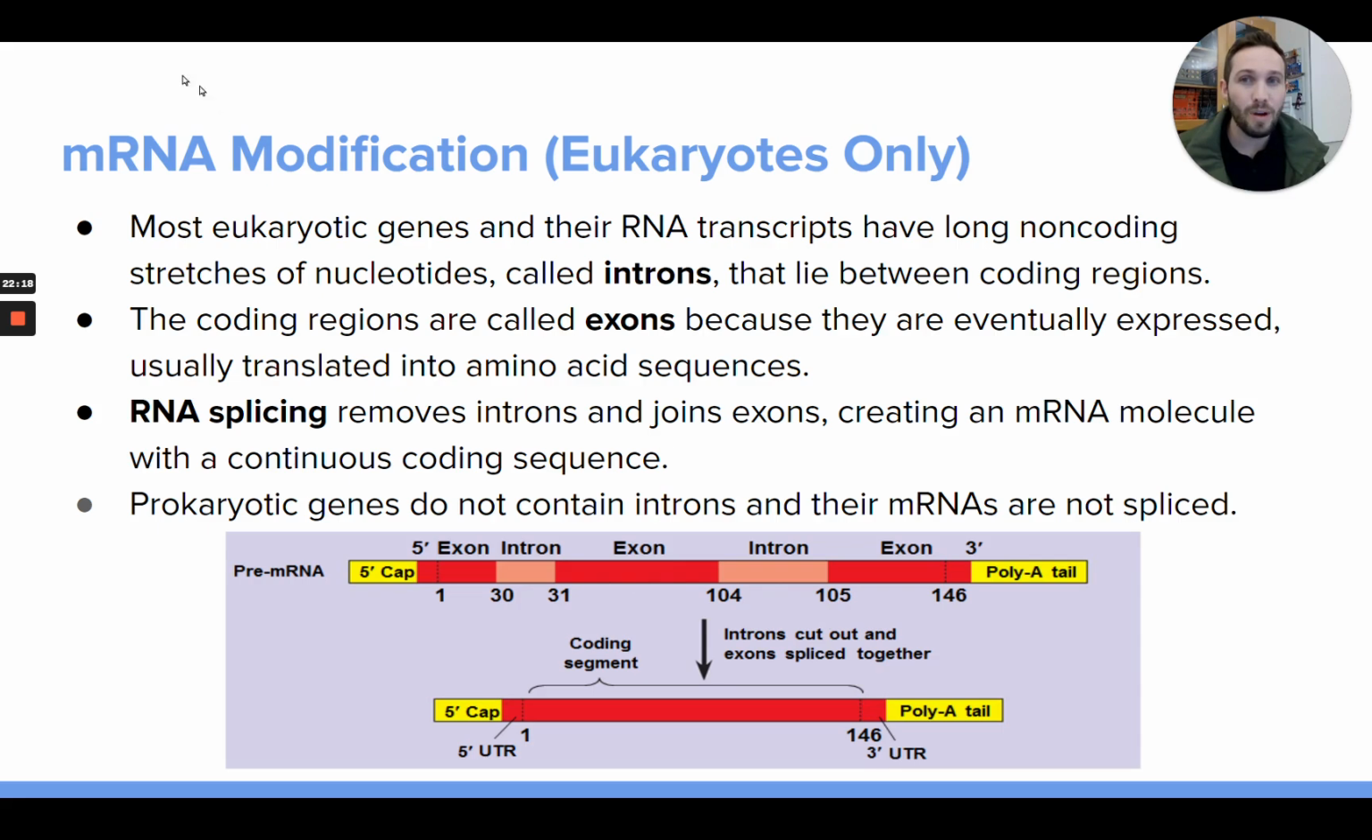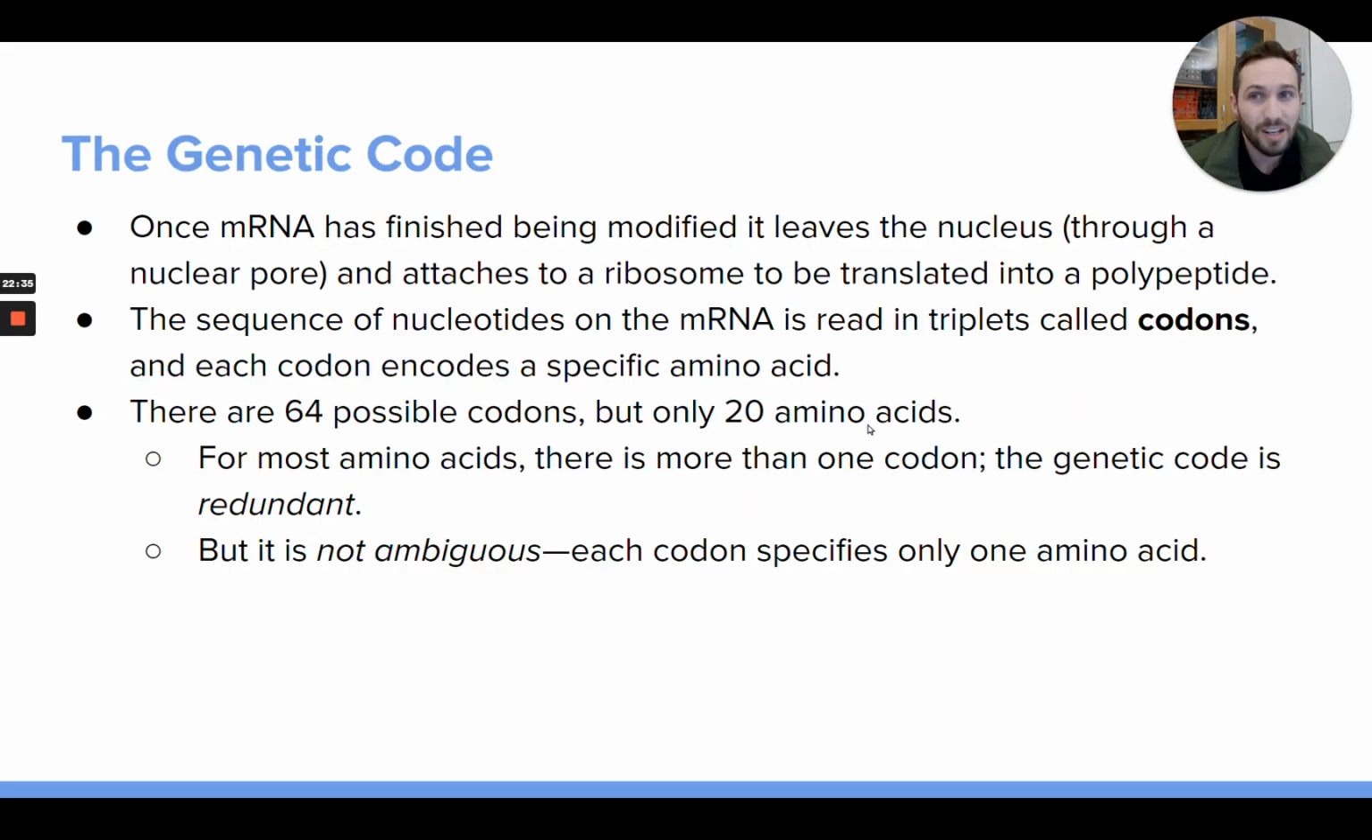So this is how we're going to modify the mRNA. We're going to add a GTP cap on the 5' end, a poly A tail on the 3' end, and we're going to splice out the introns. And now you have what's called mature mRNA. This mRNA is ready to go. And so this mRNA can now leave the nucleus and go find a ribosome. And we can now do the next step, which is translation.